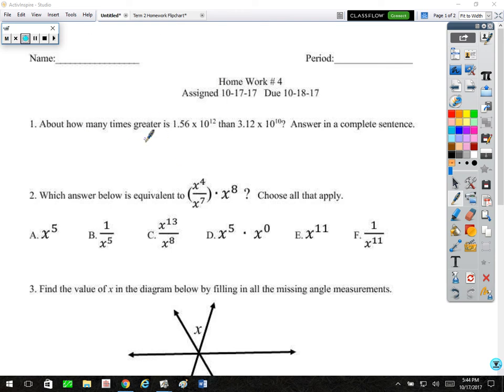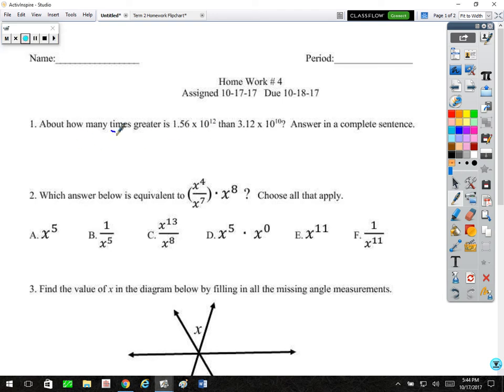Alright, today we did this one in class. I'm trying to find how many times greater 1.56 times 10 to the 12th power is than 3.12 times 10 to the 10th power. Remember we talked about earlier, the reason I know this number is bigger is because my exponent is bigger. If they were the same exponent, then I would have to look at my coefficients. But right now, I want to know exactly how much bigger.